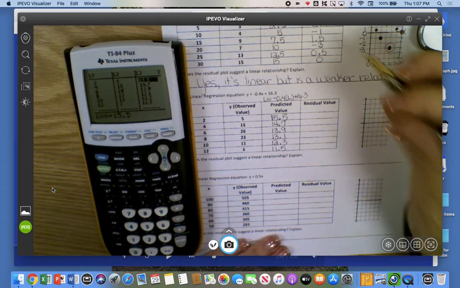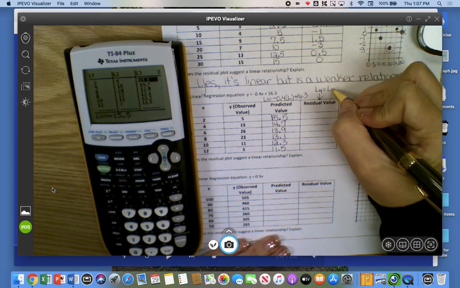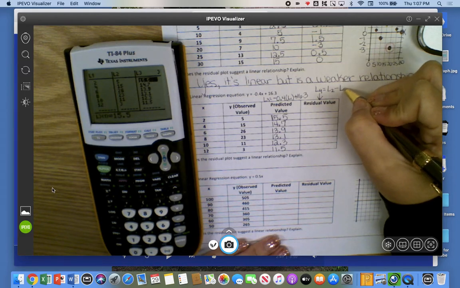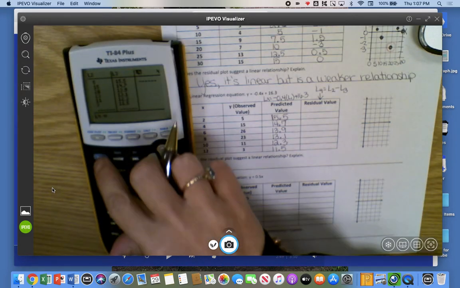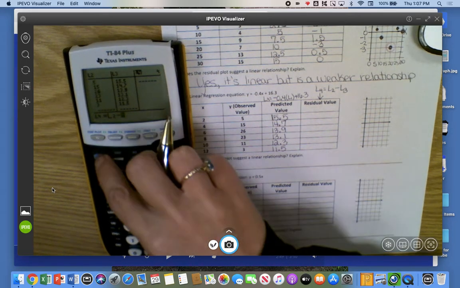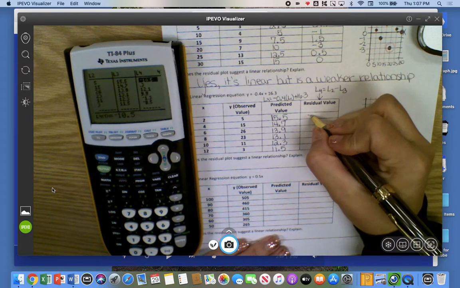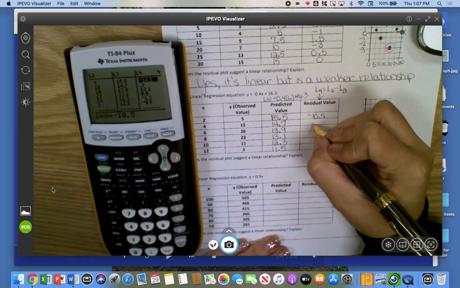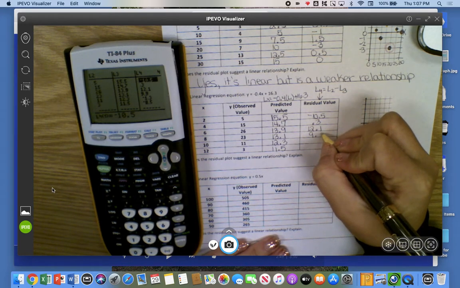All right, and then for our residual in L4, we are going to take our observed from L2 minus our predicted in L3. L2 minus L3. And we get some negatives and some positives.